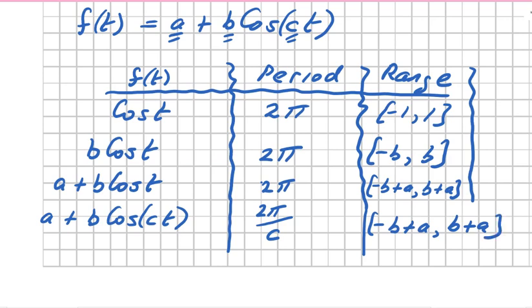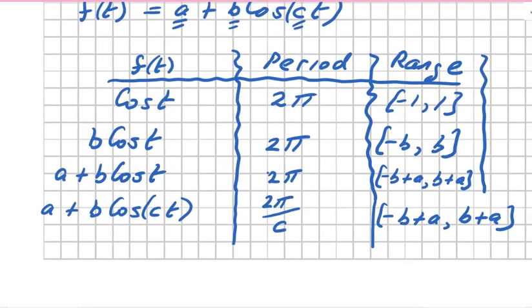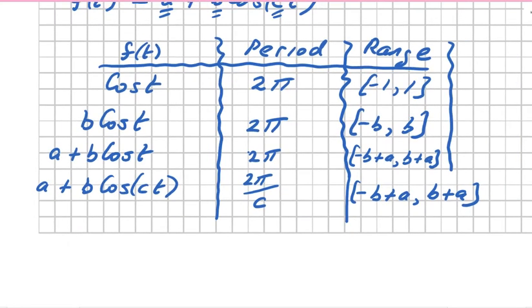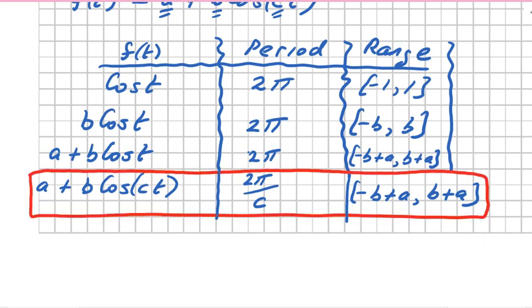And that's exactly the function we have in this question, a plus b times the cos of ct. So let's put a box around that, because that's the one we're going to use for the rest of the question. So we're going to have to recall this in the next part, the fact that the range is -b plus a to b plus a, and the period is 2 pi over c. So now we're ready to move on to the next part.